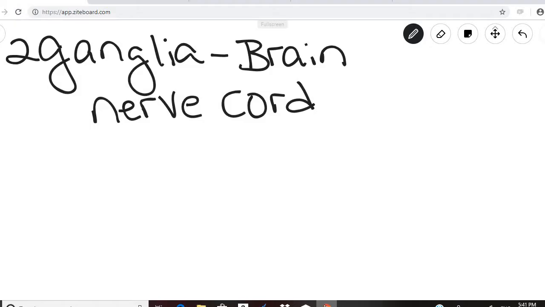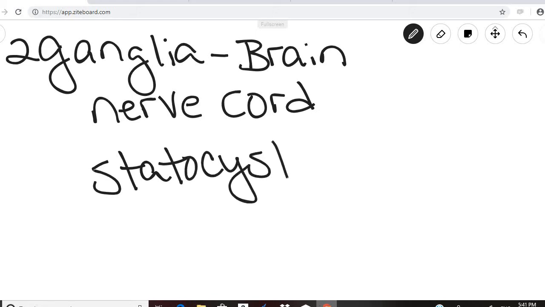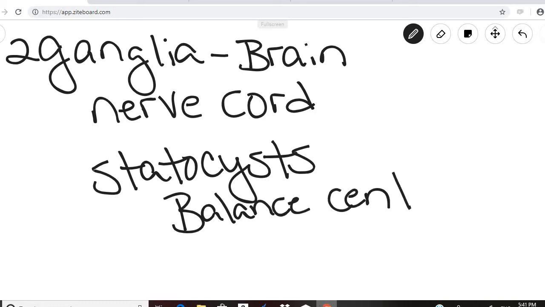Another structure that is really important and is related to the nervous system somewhat is called a statocyst. These animals have what could be called the balance center of a crayfish. And inside the statocyst, there's like a grain of sand that is called a statolith.